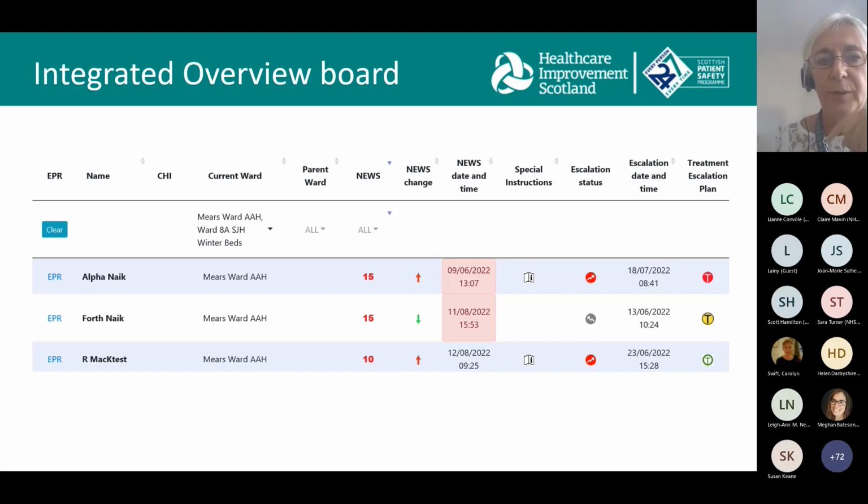And again, when you see this oversight board, it gives you an overview of the change in news score, the time and date of the last set of observations, whether there are special instructions in place, and the escalation status, and the treatment escalation plan if that is available. So that gives us that consolidated view of all the information we might need to see the overall status of patients at, as I say, ward, consultant, speciality, or site level.